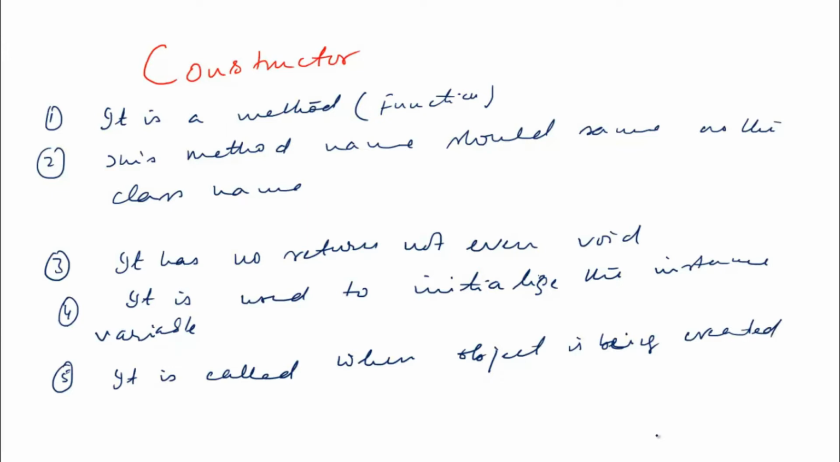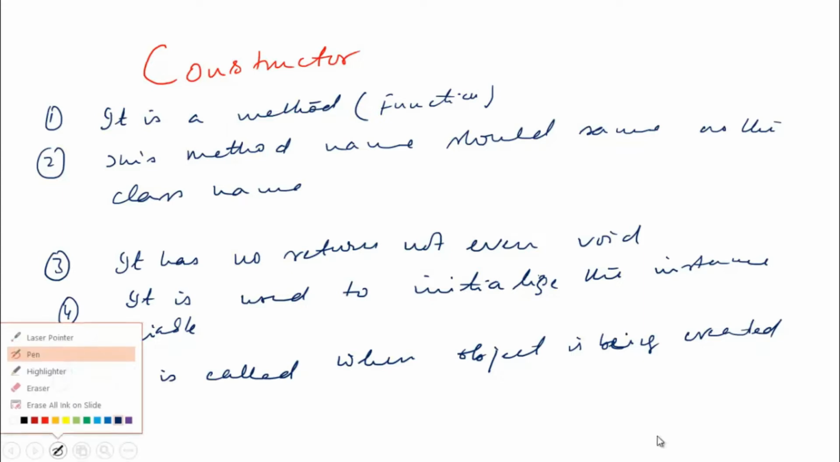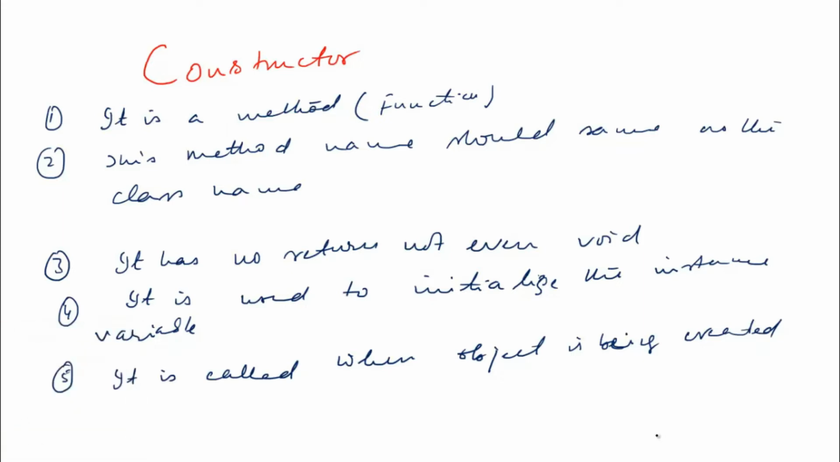So these are the 5 points. If you remember this, you will never forget the constructor here. The first point is that it is a method, or it is a function. But what kind of function? The name should be the same as the class name. So whatever the class name, say if the class name is summation, that means the method name must be summation. So if the method name is summation here too, then that method is called the constructor. Okay, and it has no return, not even void. So it has no return here.